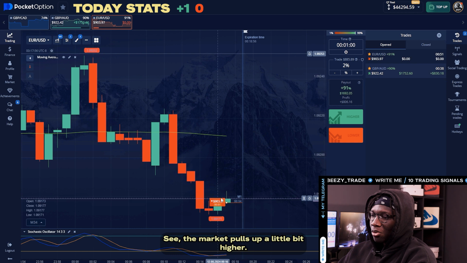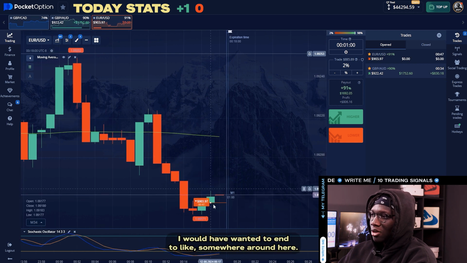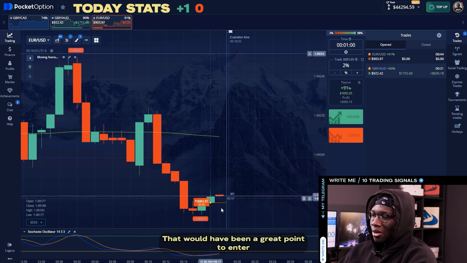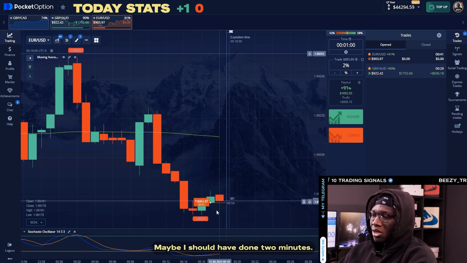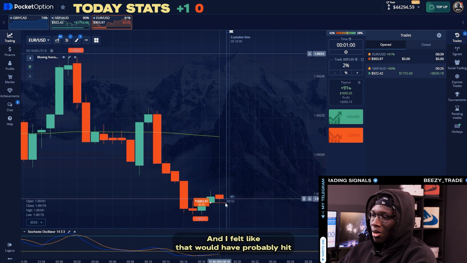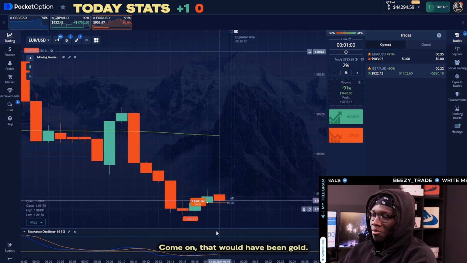See, the market pulls up a little bit higher. I would have wanted to enter somewhere around here. That would have been a great point to enter. By entering 1 minute here, I could have gone a little bit. Maybe I should have done 2 minutes. And I felt like that would have probably hit. Because you see, if I had entered here, that would have been gold money.